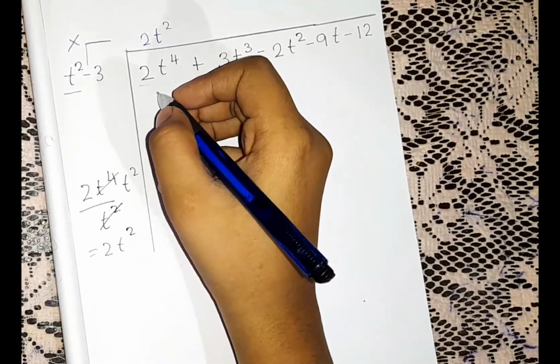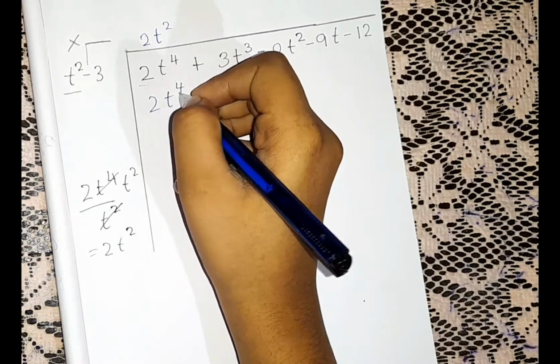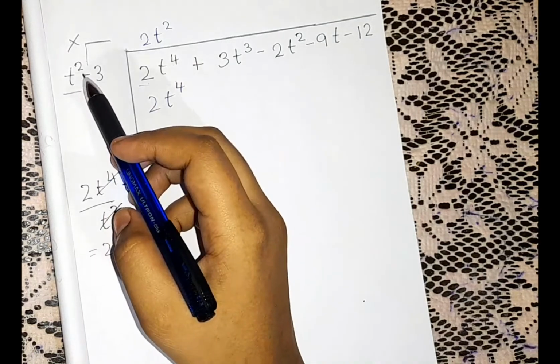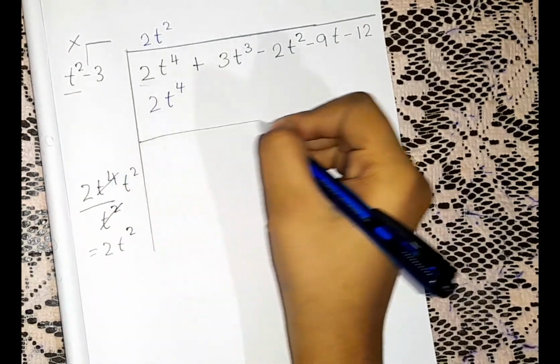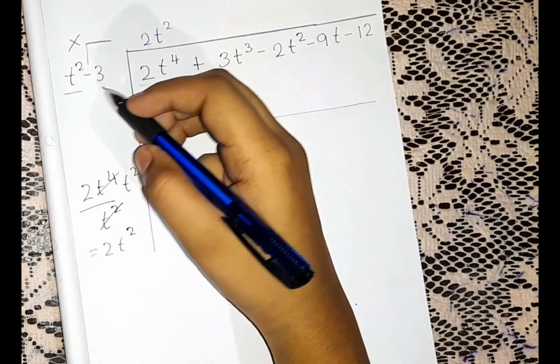And I'm going to be writing 2t square right over here. No, 2t power 4. Why? Because 1 2s are 2 and t square into t square is 4. Okay, so I wrote it. So now let me just write it like this. Okay, so then we have minus 3 right over here.